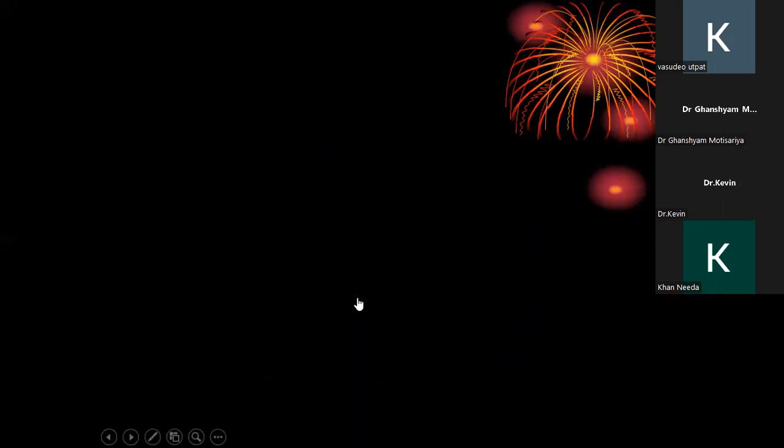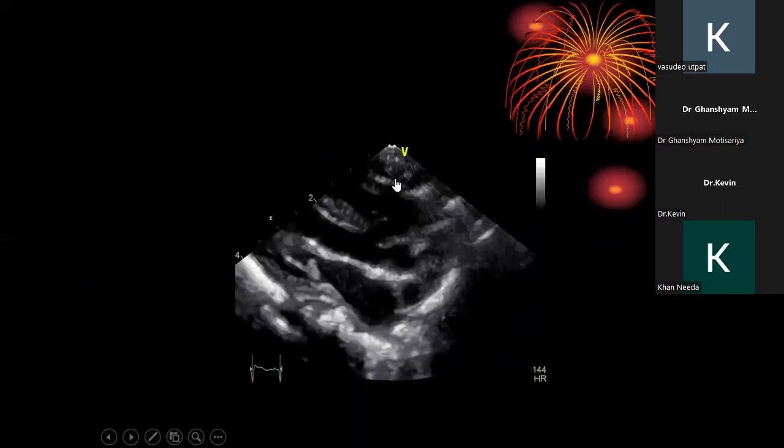All right, this is what I wanted to show you. Fortunately, the picture got fixed. This is LA, this is LV, this is the interventricular septum, this is RV. Look at this septum over here. This septum is overriding the aorta. Almost 50% override of the aorta is seen with this septum.